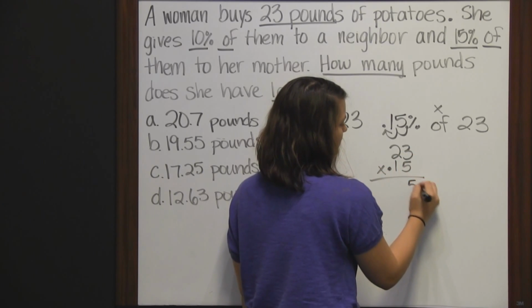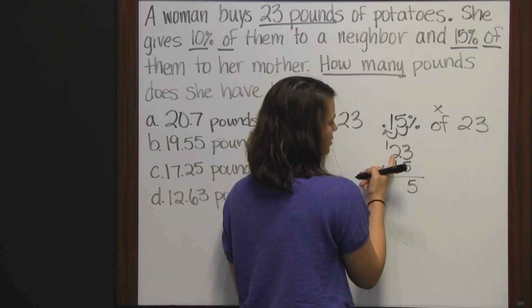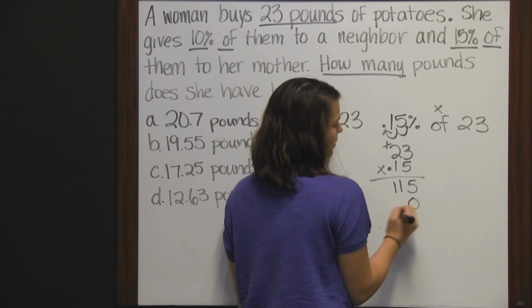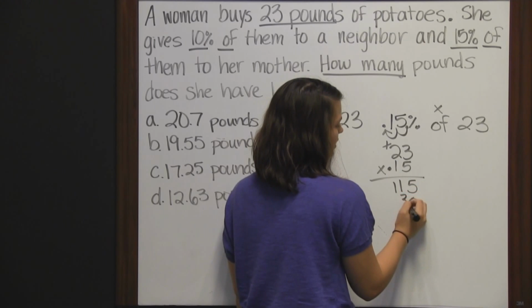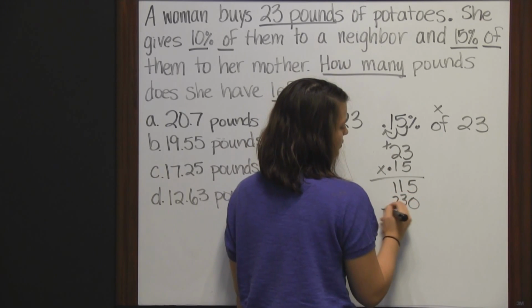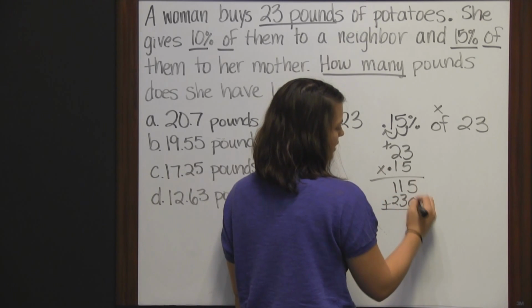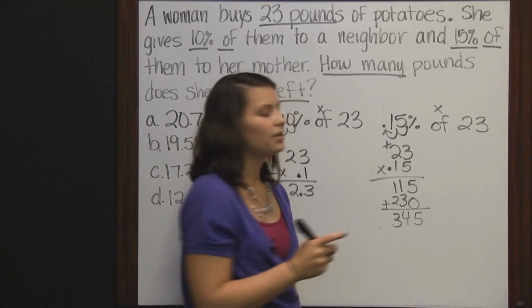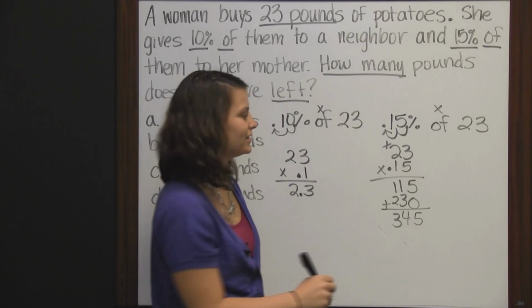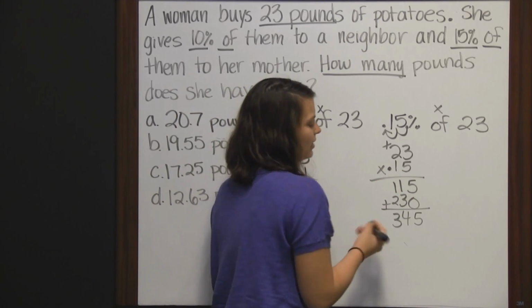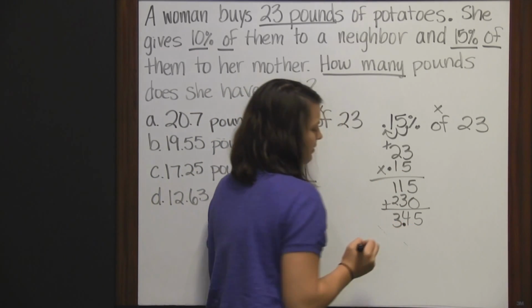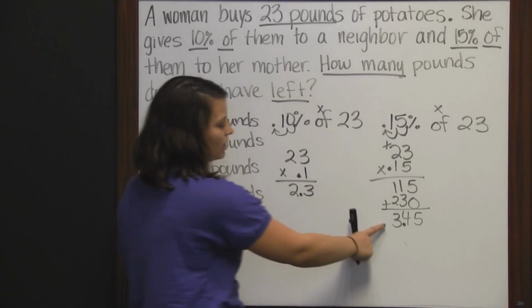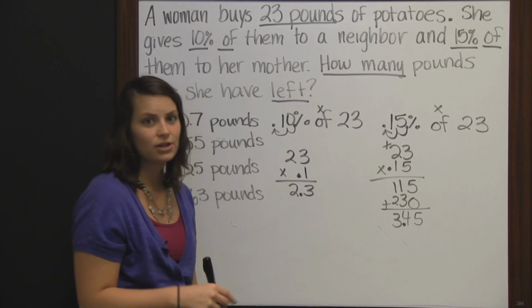5 times 3 is 15. 5 times 2 is 10, plus 1 is 11. We need to put a 0 placeholder. 1 times 3 is 3, and 1 times 2 is 2. Then we add these up, we get 5, 4, and 3. And then looking back at those numbers we multiplied together, we have 2 numbers behind the decimal, so our product must have 2 numbers behind the decimal, which means that she gave 3 45 hundredths pounds to her mother.